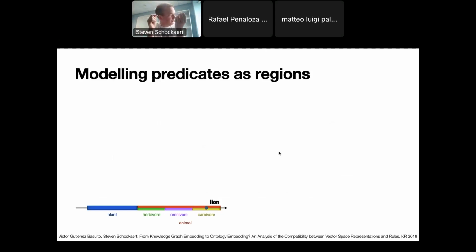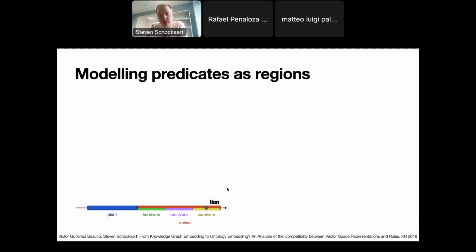The inspiration comes from this theory of conceptual spaces. The idea is that entities are vectors or points in some space, and predicates are represented as regions. Typically, these regions will be convex. So if we have unary predicates, so concepts, we can represent them as regions in the embedding space. Here, for simplicity, we have a one-dimensional space. In practice, of course, they will be much higher dimensional, but for this example, let's consider a one-dimensional space.